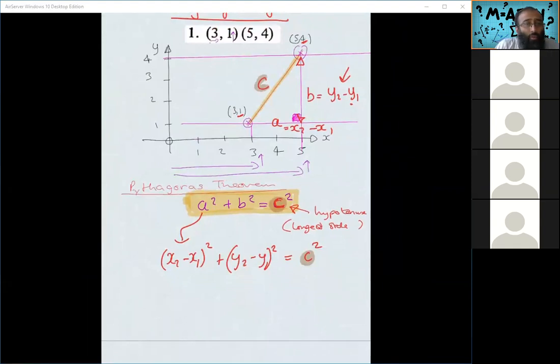Okay, so carry on. What's my x2 value? Your x2 value is 5. Okay, let's have a look. The x2 value is 5. Yes, there it is there. 5 minus the x. What's the x1 value? 3. Okay, what's my y2 value? 4. What's my y1 value? 1.